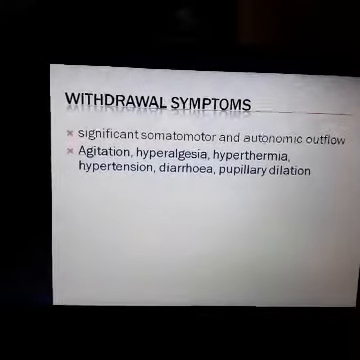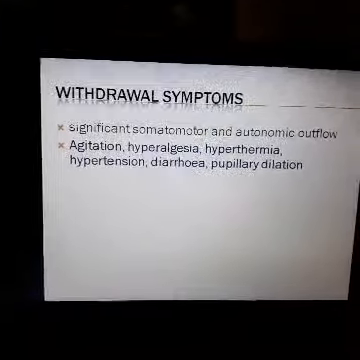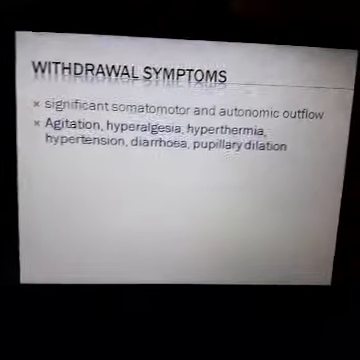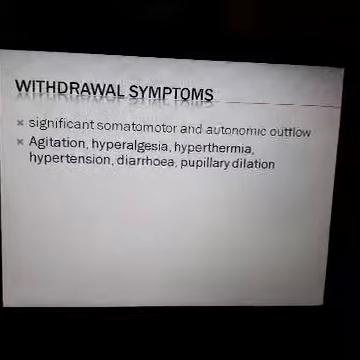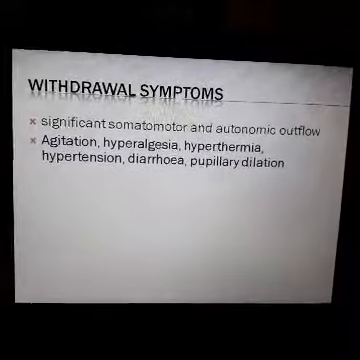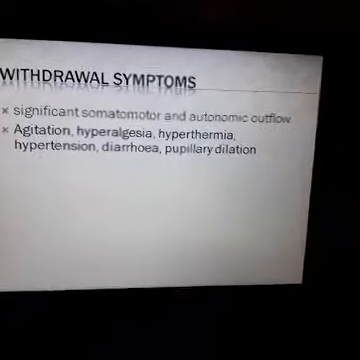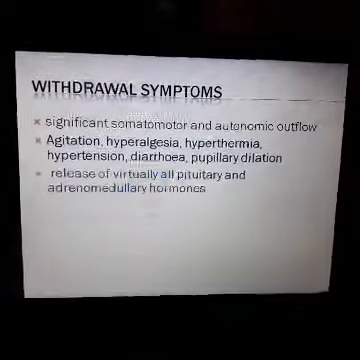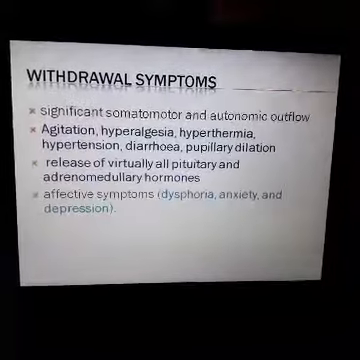Diarrhea, opposite of constipation, as done by the mu opioid receptor agonist. Pupillary dilation, as opposite of miosis, caused by opioid receptor activation. So agitation, hyperalgesia, hyperthermia, pupillary dilation, diarrhea, hypertension. These are the common features of the opioid withdrawal. And there is release of virtually all pituitary as well as adrenomedullary hormones.